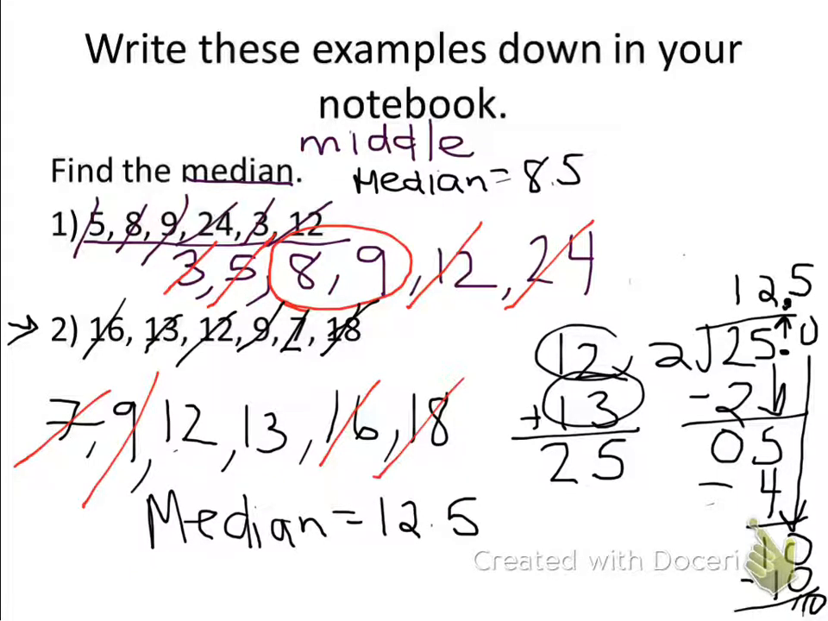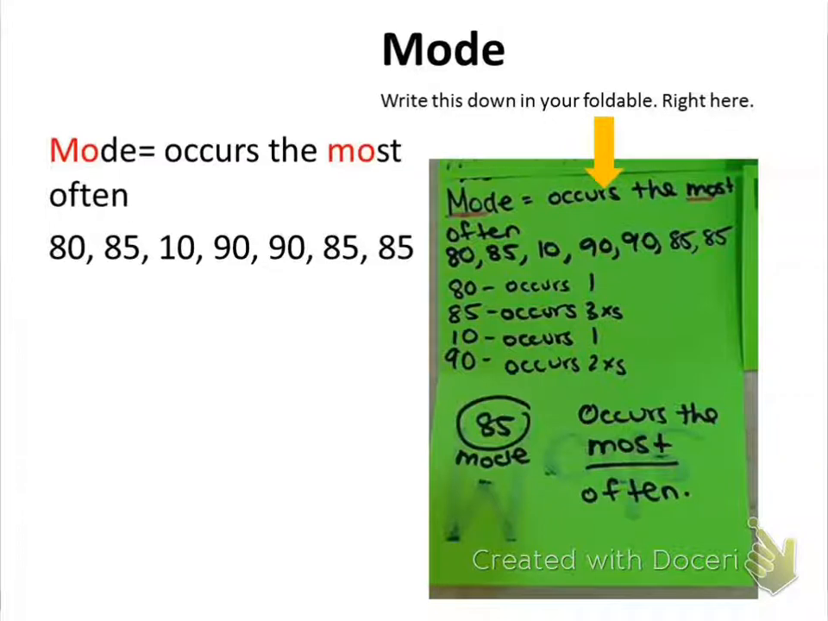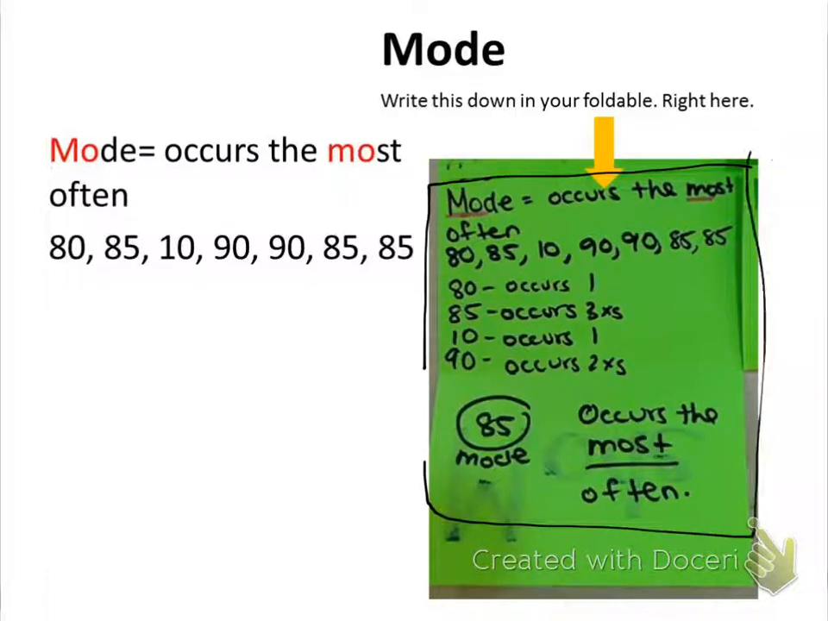Now we're done with the median. Let's go into the mode. Mode is the one that occurs the most. You need to write this stuff down in your foldable again underneath the mode flap. So at the top part, you're going to write this, and then the bottom, this part. To figure out which one occurs the most often, you're going to make a tally of how many times they occur. So let's write all the numbers here: 80, 85, 10, 90, and that's it.